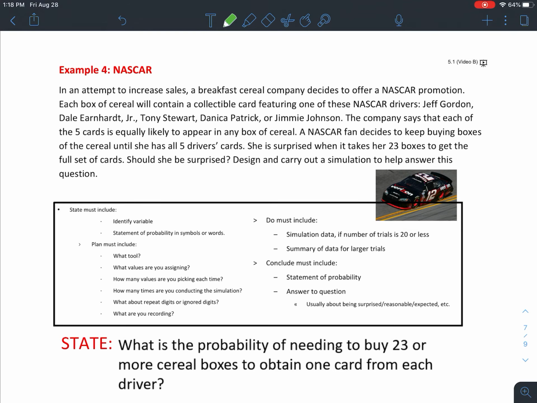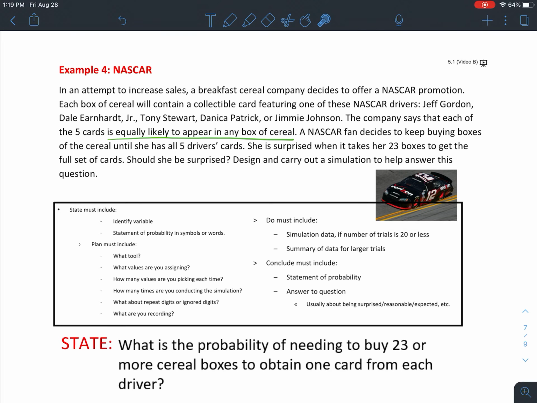This is a NASCAR example. It says, in an attempt to increase sales, a breakfast cereal company decides to offer a NASCAR promotion. Each box of cereal will contain a collectible card featuring one of these NASCAR drivers. The card is either going to be a Jeff Gordon card, Dale Earnhardt Jr., Tony Stewart, Danica Patrick, or Jimmy Johnson. The company says that each of the 5 cards are equally likely to appear in any box of cereal. A NASCAR fan decides to keep buying boxes of cereal until she has all 5 drivers' cards. She is surprised when it takes her 23 boxes to get the full set of cards. Should she be surprised? Design and carry out a simulation to help answer this question.